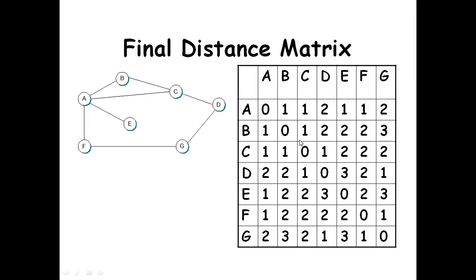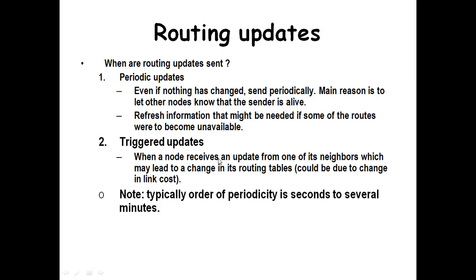This is the complete two-dimensional array showing how far each node is from other nodes, by calculating distances either directly or through other nodes. Routing tables should be periodically updated because links can be broken or new links can be added. So the routing table at each node should be updated periodically.